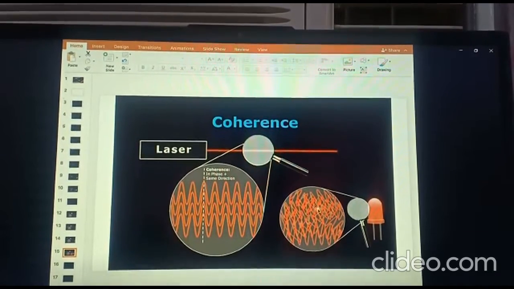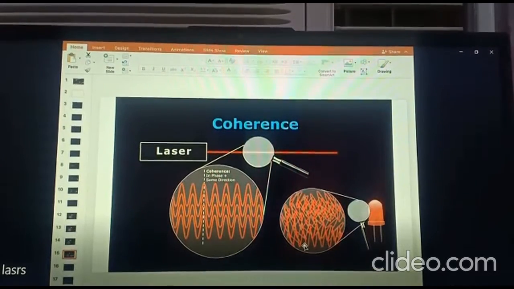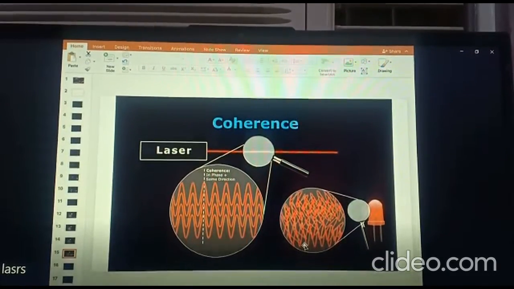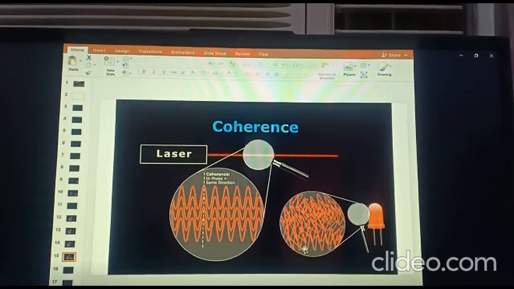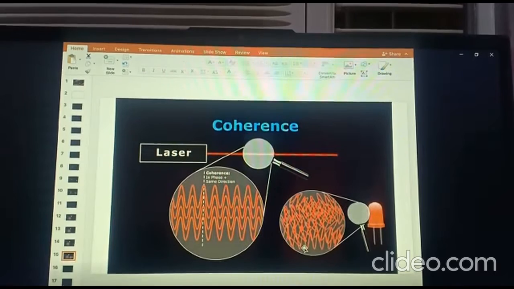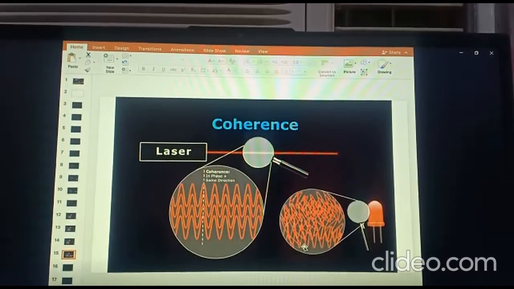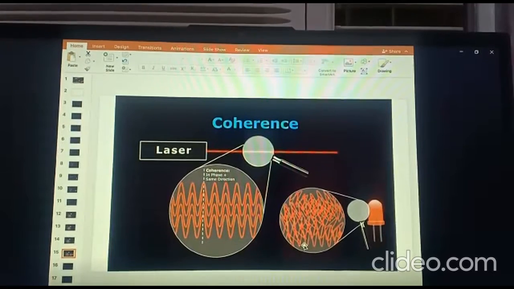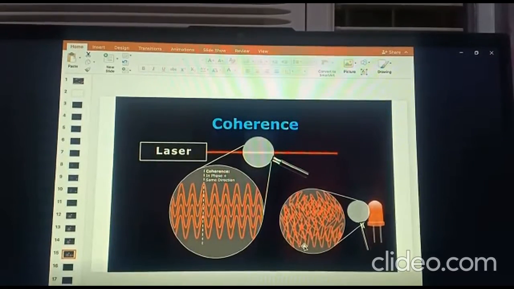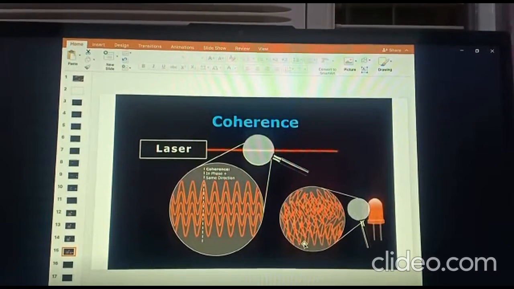Okay, so we will now go to our third property. It has very high energy density. The laser has very high energy density as it travels in a straight line and does not get scattered. Therefore, wherever it falls, within a very small area, lots of energy is concentrated. Energy density means energy per unit area. So in that sense, it has very high energy density.